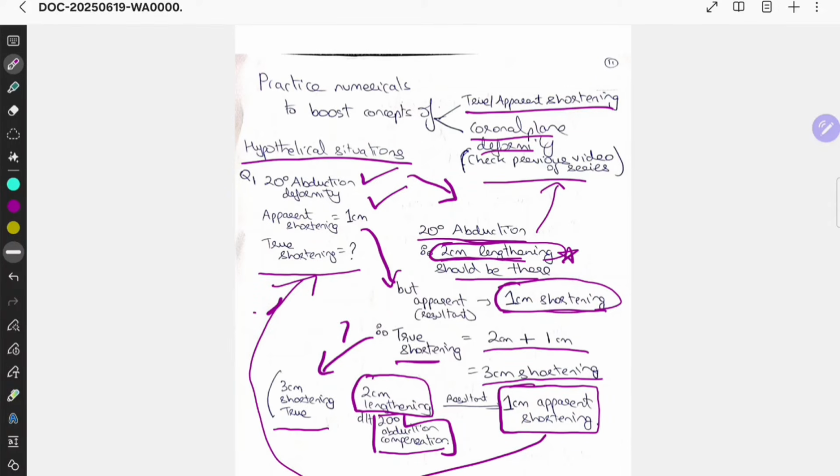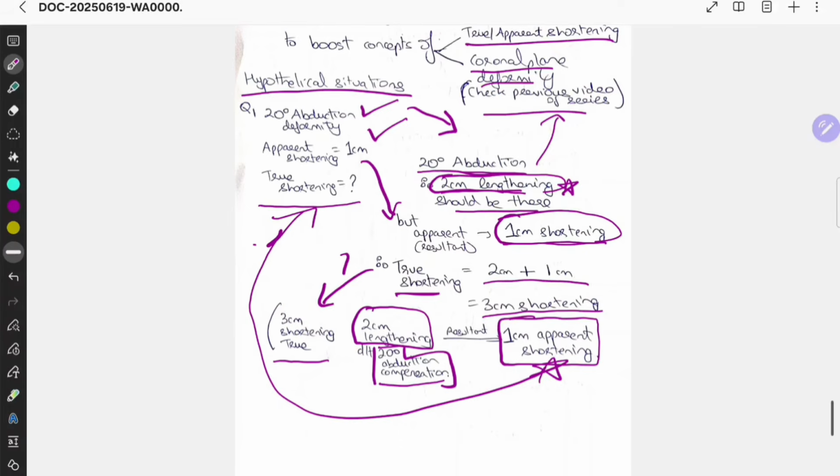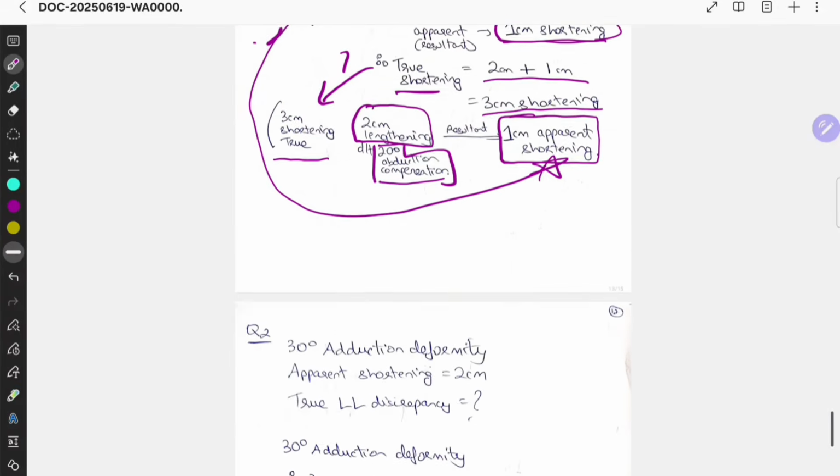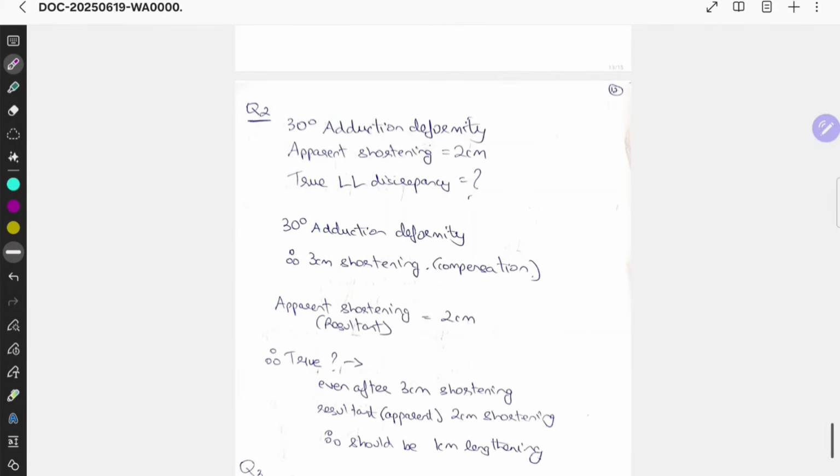So 3 centimeter shortening was there, 2 centimeter got lengthened by the coronal adaptation, coronal compensation, which caused the resultant 1 centimeter apparent shortening. So apparent shortening is the final result when the patient presents. True is the bony deformity, the bony shortening. Okay, am I making sense? So now proceeding with the next question.